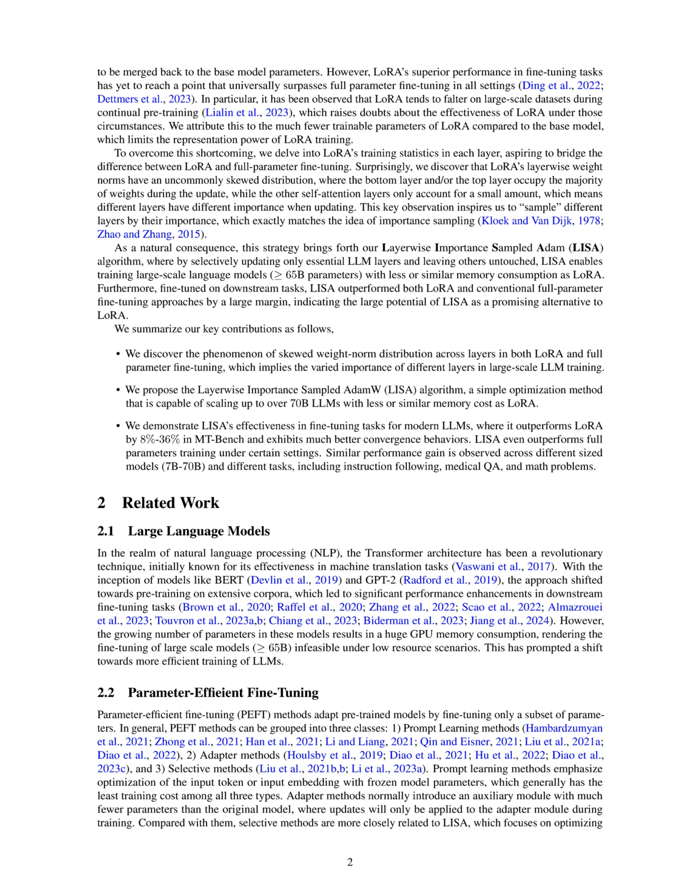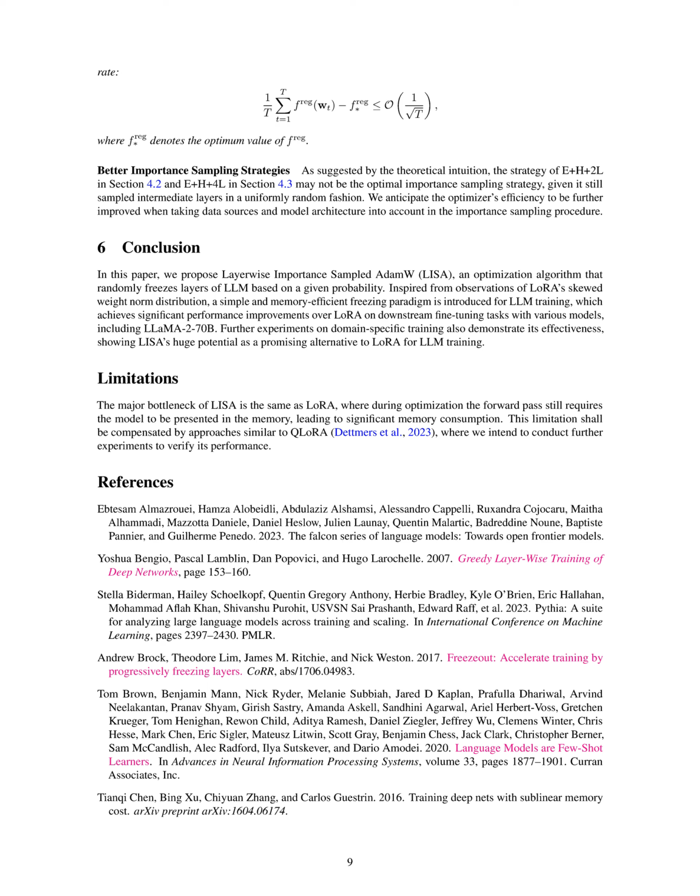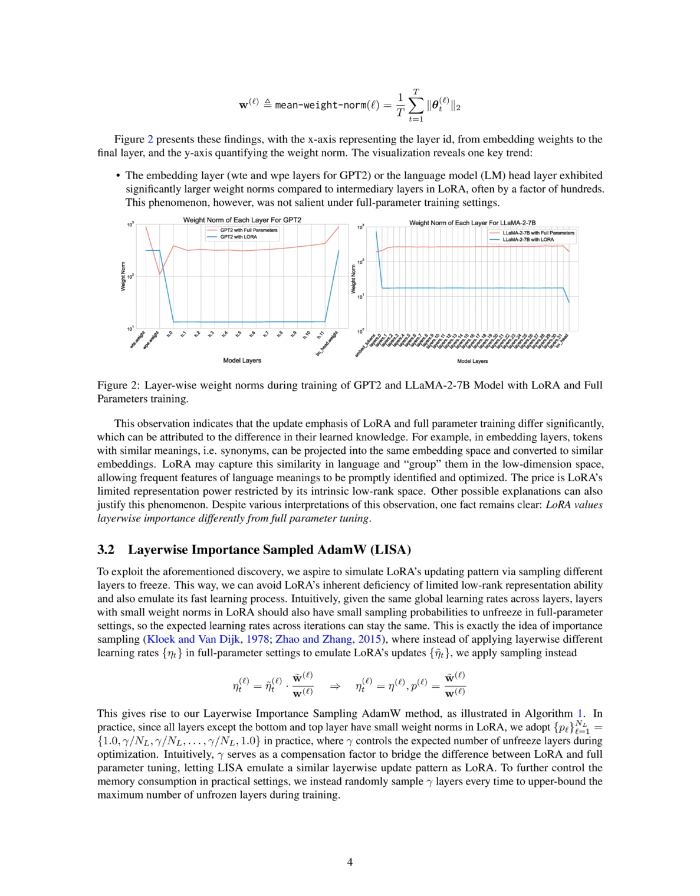The LISA algorithm enables training large-scale language models with less memory consumption compared to LoRA by selectively updating only essential LLM layers and leaving others untouched. This is achieved by sampling different layers based on their importance, which matches the idea of importance sampling. Specifically, LISA identifies layers with small weight norms in LoRA and assigns them small sampling probabilities to unfreeze during training. By doing so, LISA can emulate a similar layer-wise update pattern as LoRA while controlling memory consumption.